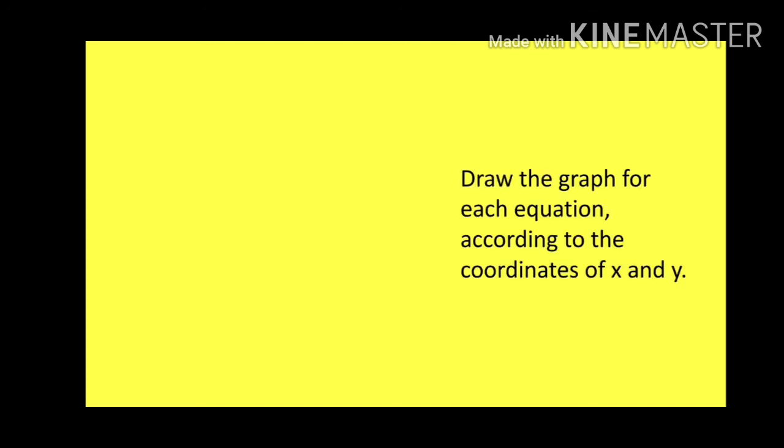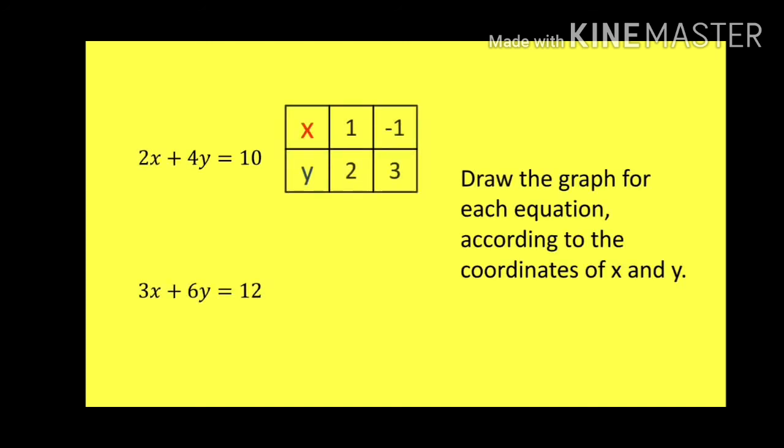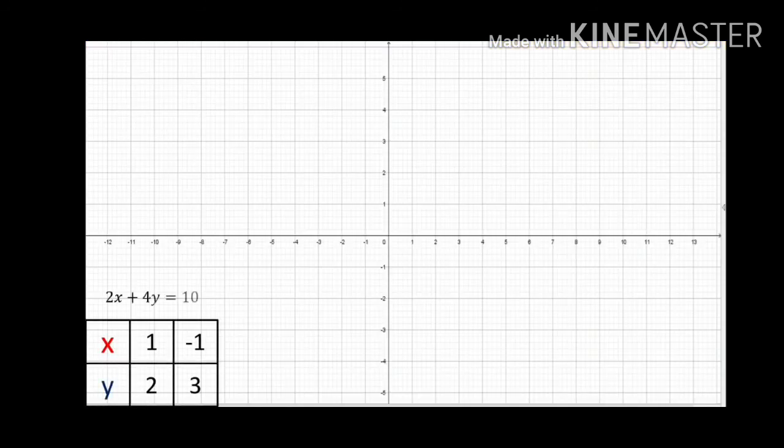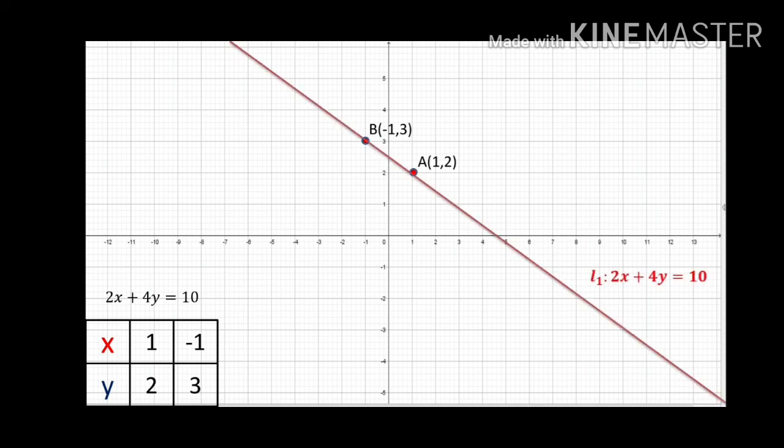Now we will plot them on the graph. So we will take the equations with the tables. The first one says 2x plus 4y equals 10. So 1 comma 2, that is x is 1 and y is 2. Now the next coordinates, minus 1 comma 3. X is minus 1 and y is 3. That's in the second quadrant, negative x, positive y.